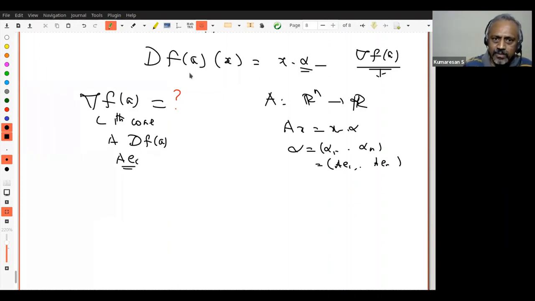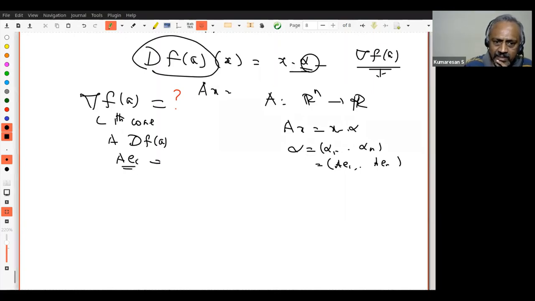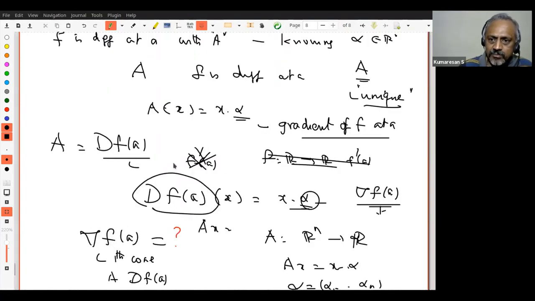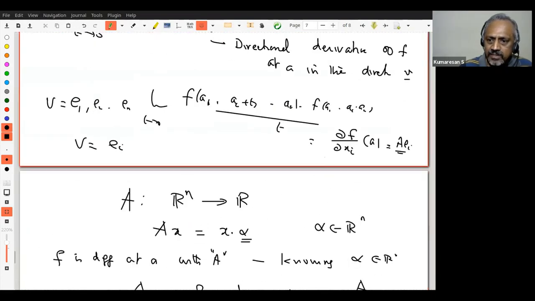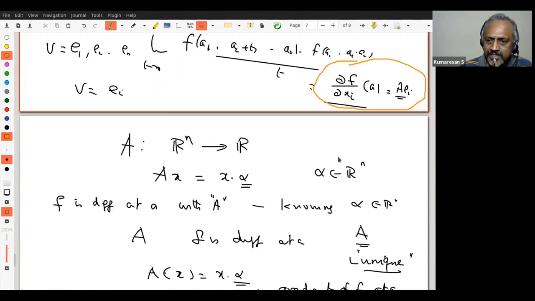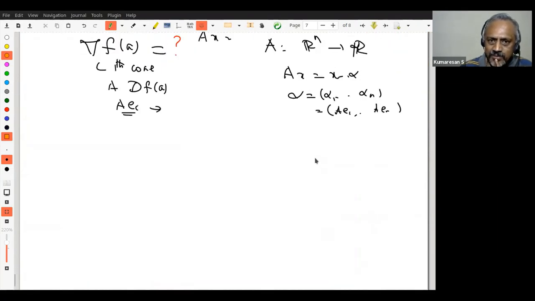So we are trying to understand what it is. Go slow. Do not let this notation bother you. Your derivative A acting on x is x dot alpha. Now do I know alpha? Yes. I have to look at its ith coordinate. The ith coordinate is A acting on ei. But A acting on ei, that is the derivative, the linear map A acting on ei, just now we saw what it is. That is nothing other than the ith partial derivative of f at a.